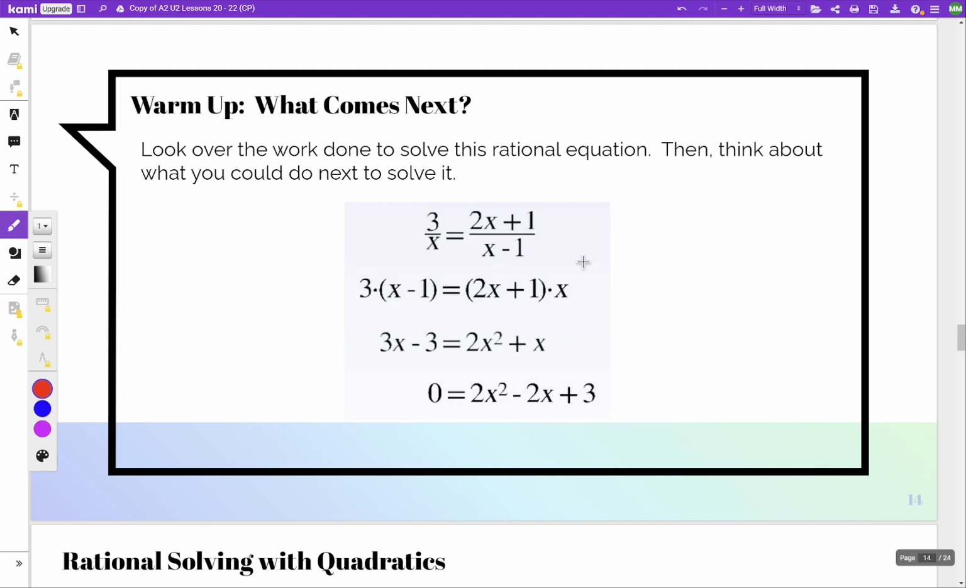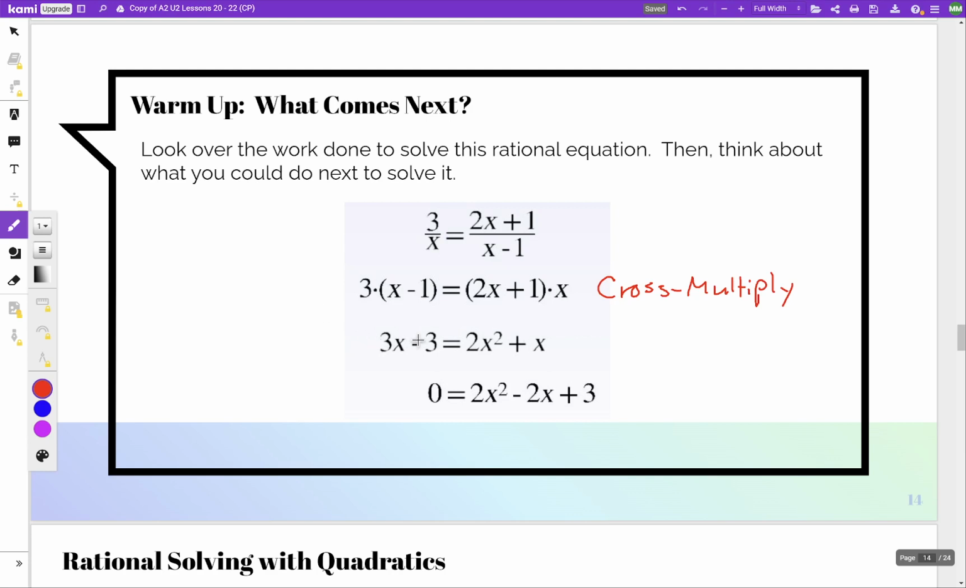Okay, so let's look over the work. So here's another type of proportion question, right? Okay, so let's see what's happening here. 3 over x equals 2x plus 1 over x minus 1. Ooh, 3 x's. Yeah, more and more x's every day. So, all right. Cross multiply? Check. So let's write that down. Cross multiply is good. Excellent.